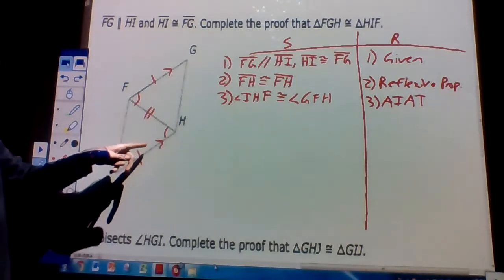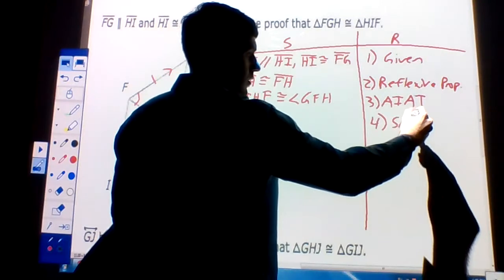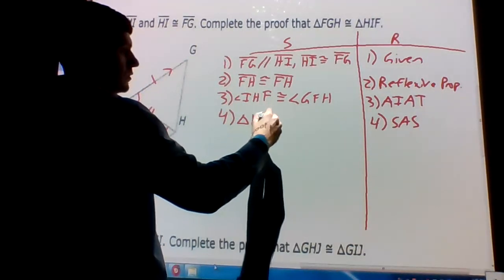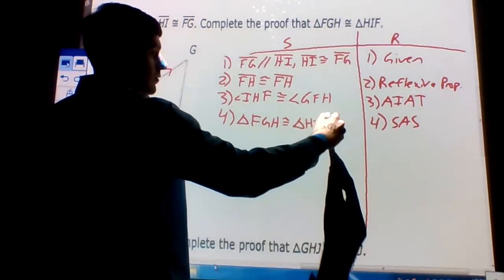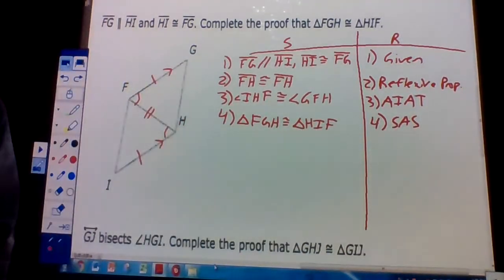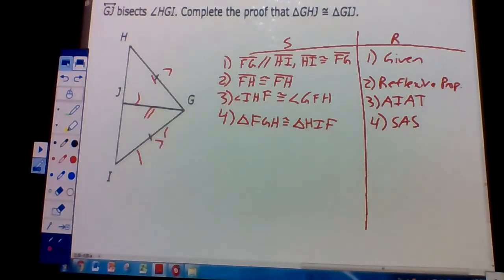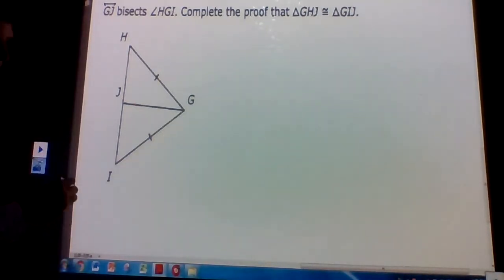We then have side angle side, which tells us triangle FGH is congruent to triangle HIF. Statements, reasons here.